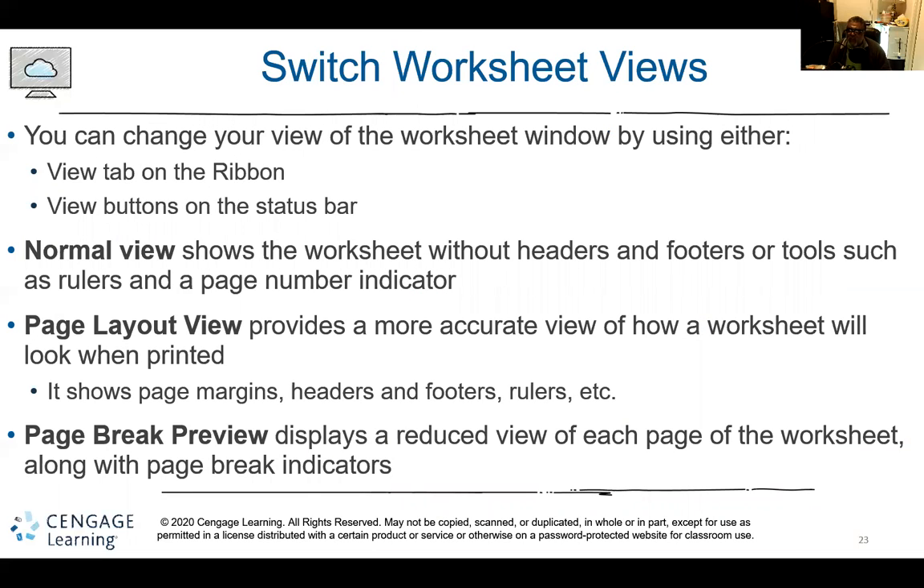You can change your view of the worksheet window by using either the View tab on the ribbon or the View buttons on the status bar. A normal view shows the worksheet without headers and footers or tools such as rulers and a page number indicator. Page layout view provides a more accurate view of how the worksheet will look when printed. It shows page margins, headers, footers, and rulers, etc. Page break preview displays the reduced view of each page of the worksheet along with a page break indicator.